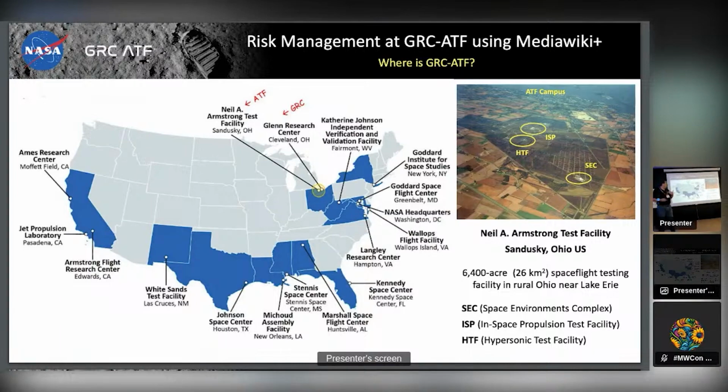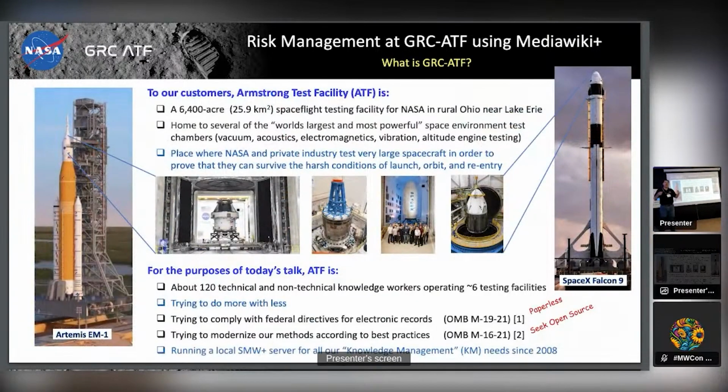At the end of the day, we provide space environment test services to our NASA customers and our commercial customers. We don't test full-scale launch systems, but usually at the very top of every rocket on the launch pad is some payload that somebody's trying to put into space. On the left, I've got an example of the Artemis launch system with the Orion capsule on top, and we do the ground testing of the Orion capsule. On the right, you can see the SpaceX Falcon 9 launch system with the Dragon capsule on the top.